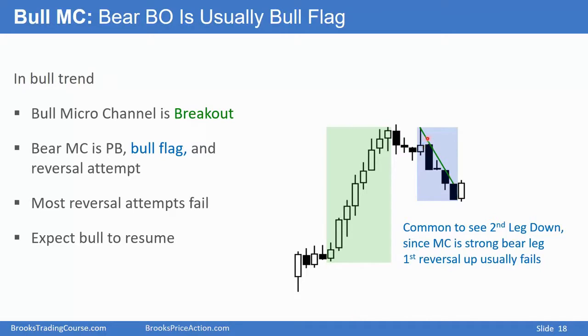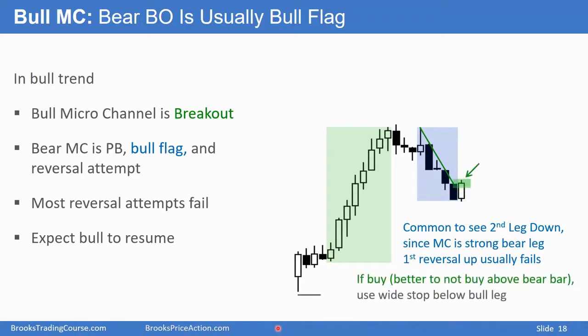Again, a 5-bar bear microchannel, pretty strong. First reversal up might not get far, so we might get a second leg down. However, this is still probably a pullback in this bull trend and not the start of a bear trend. If you buy, you have to allow for the possibility of at least a little bit more down after a 5-bar bear microchannel. So as you stop here, I don't think so. I think your stop is either below the bottom of the buy climax or down here below the bottom of the bull trend.